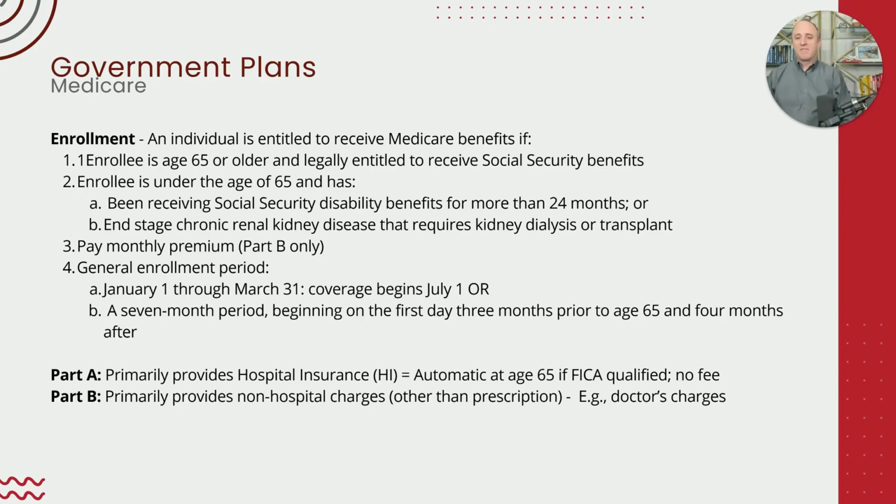All right, so this is how enrollment in Medicare works. The enrollee is 65 or older and legally entitled to receive Social Security benefits. If they're under 65, but they're on Social Security disability, or they are in end-stage chronic renal kidney failure that requires either dialysis or a transplant. The monthly premium, as I said, is Part B only. Part A, there's no monthly premium. And this is the typical enrollment period, January 1st through March, and the coverage begins July 1st. So just know that if you've got clients that are approaching that, this could be a factor in whatever plan you're putting together for them.